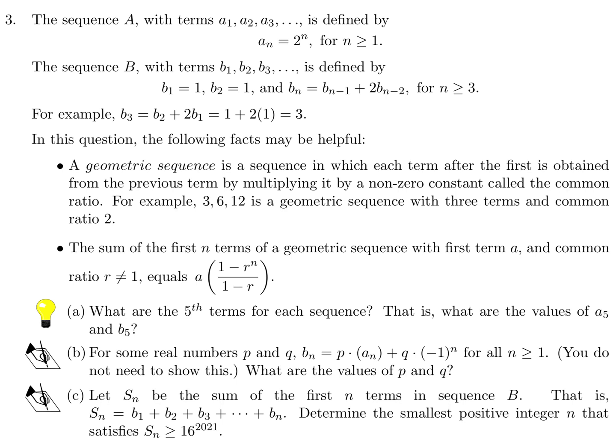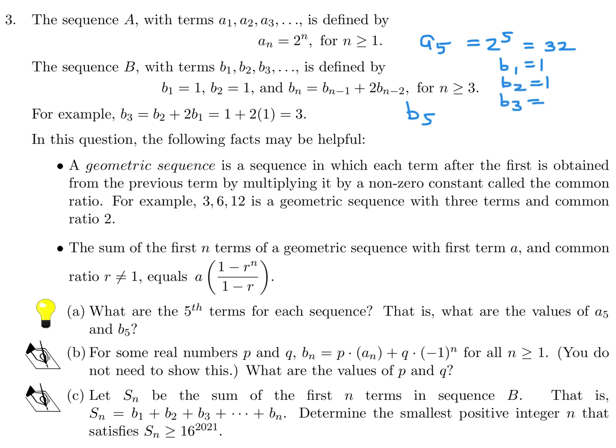Okay, so the fifth term for this guy would be a5, and that would be 2 to the power of 5. Correct? So that is, I believe, 32. Correct? All right, so then the fifth term for B, that's going to be B5. It's going to take a little bit more work there. Well, B1 they gave us is 1. B2 they gave us is 1.